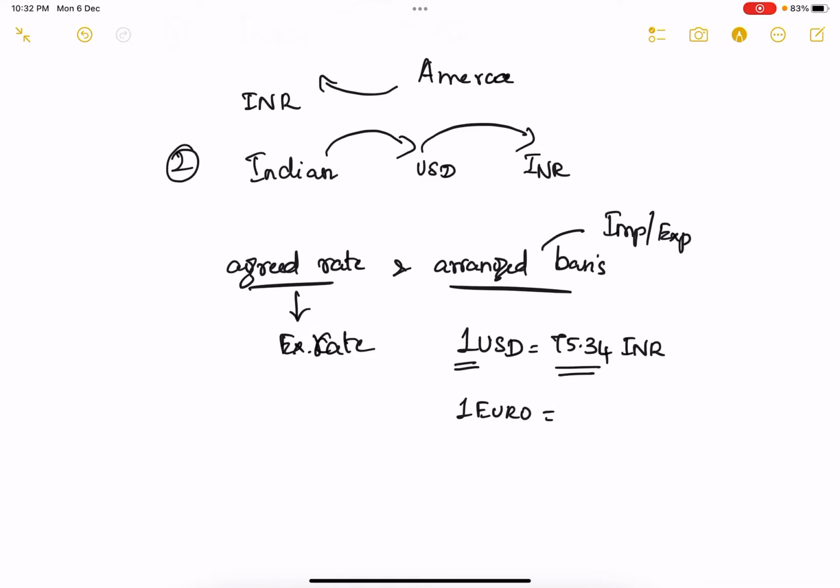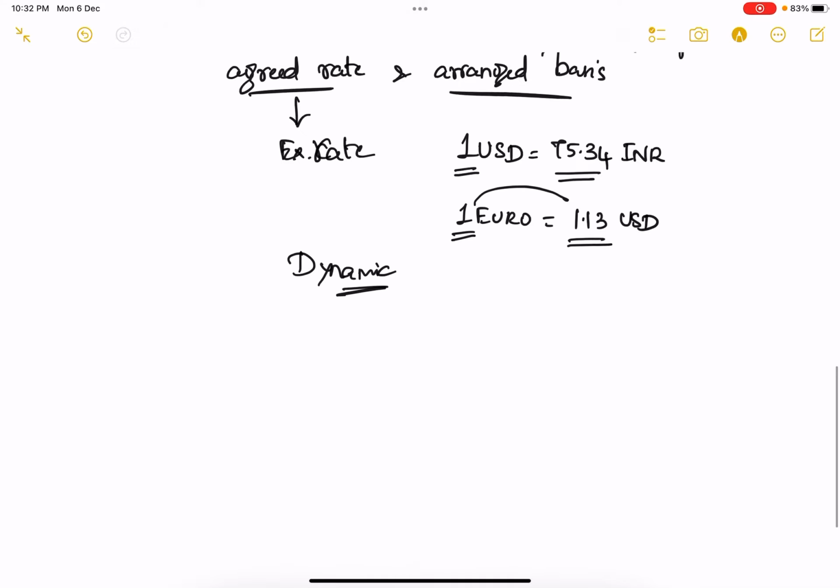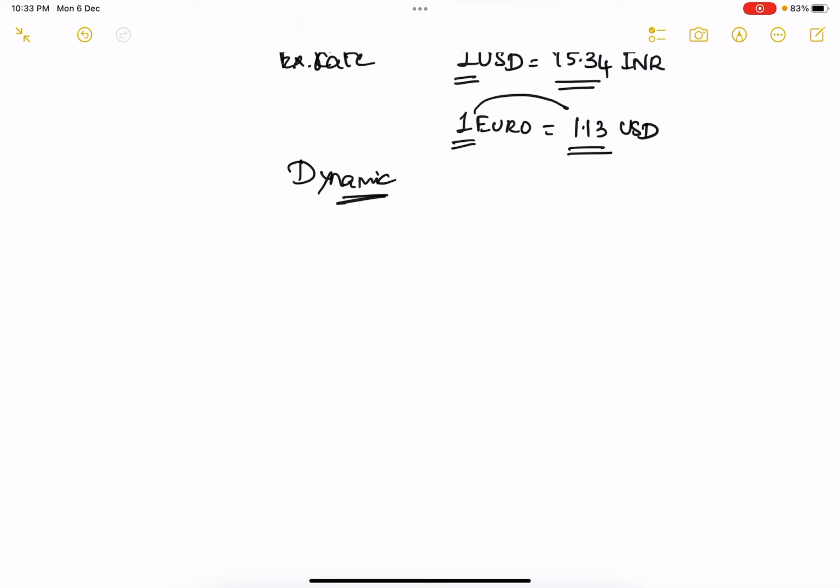Or for today, 1 euro is 1.13 US dollars. So the number of units of one currency which exchange for a given number of units of another currency is known as the exchange rate. This exchange rate is dynamic. You'll come across this word often in foreign exchange. Dynamic in the sense that it changes day to day, minute to minute, and every second. That is why foreign exchange markets are dynamic in nature. Now we are going to learn what a foreign exchange market is.